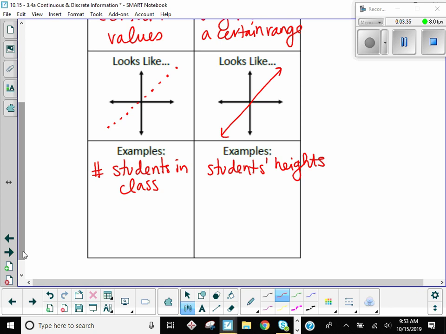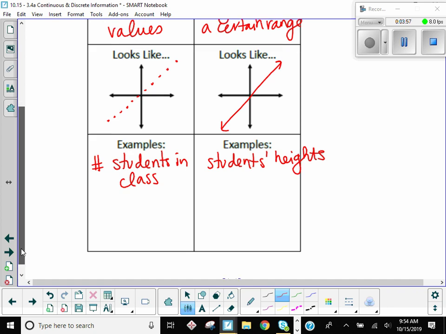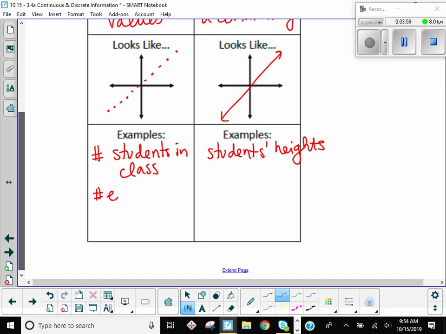Okay, let's talk about episodes of a TV series. Think about a whole season of a series. What's discrete about that? The amount of episodes. Episode 1, episode 2, episode 3. But what would be continuous about the episode? What'd you say? The time. The length of an episode, right? So discrete would be the number of episodes in a season, but continuous would be the length of the episode.